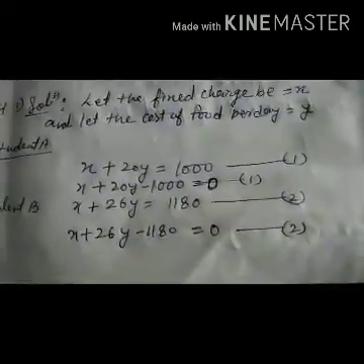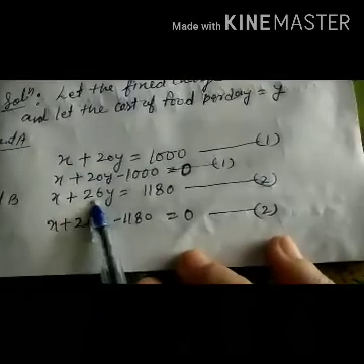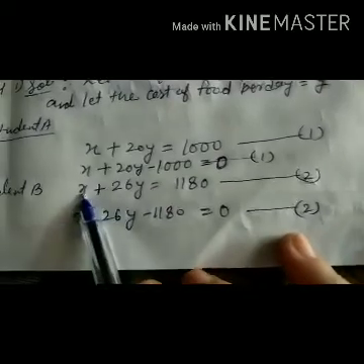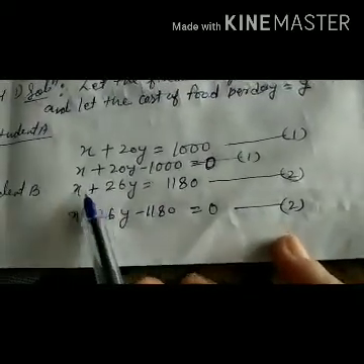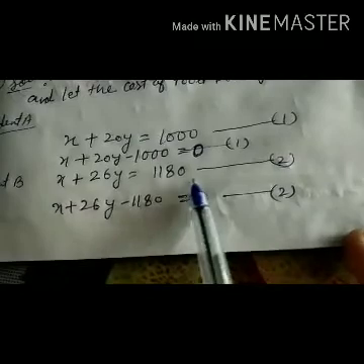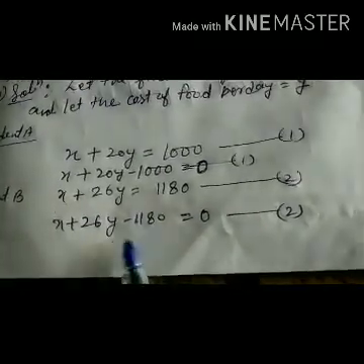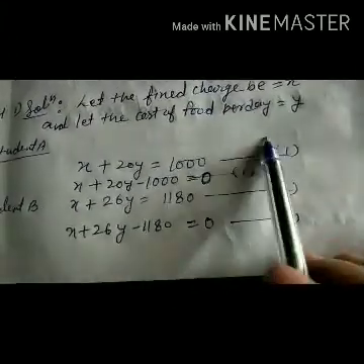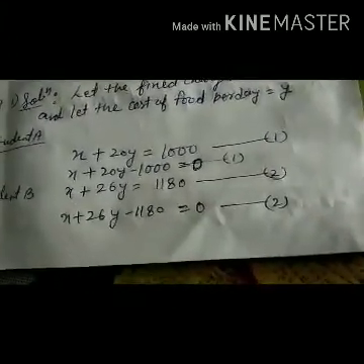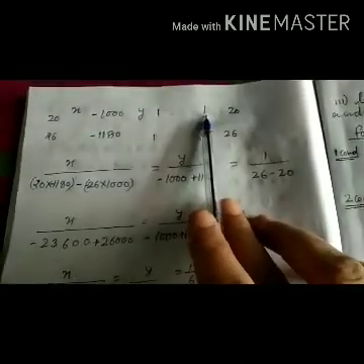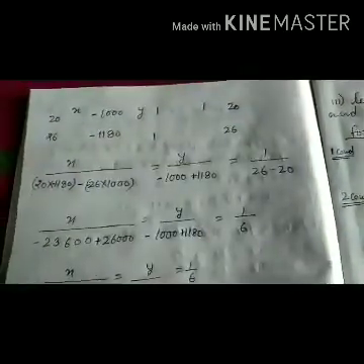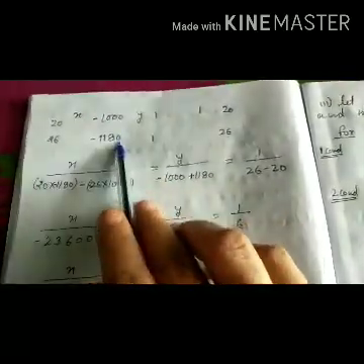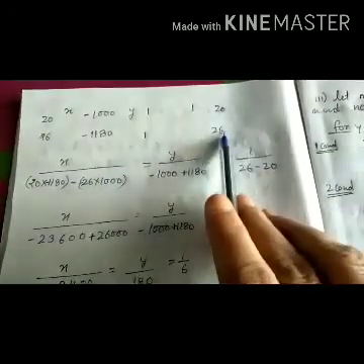Now student B is taking food for 26 days. So 26Y is the charge of food, and this is the fixed hostel charge. X plus 26Y is equal to 1180, or we can write X plus 26Y minus 1180 is equal to 0. So we will solve these equations by the cross multiplication method. Here we will write X, Y and 1 as I told in my previous video. Here are the values of b1, b2, then c1, c2, then a1, a2, then again b1 and b2.